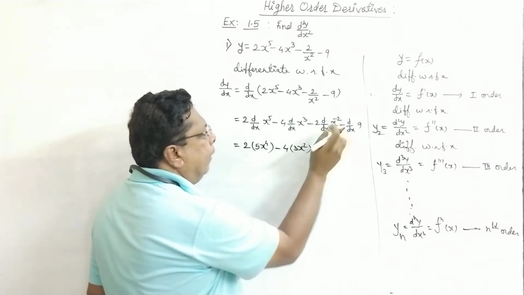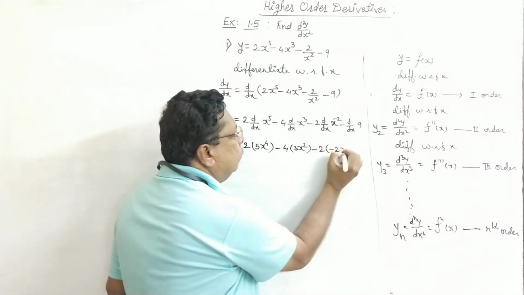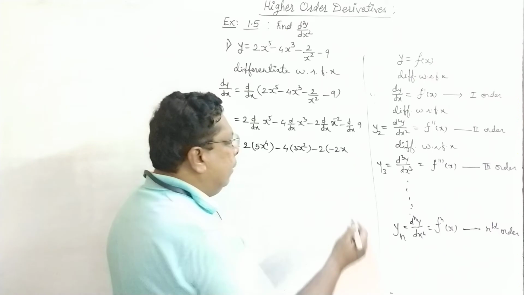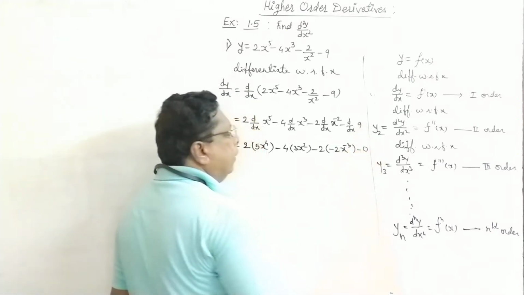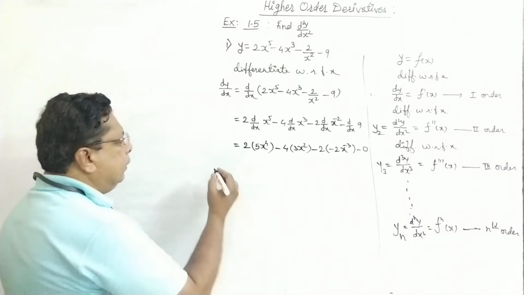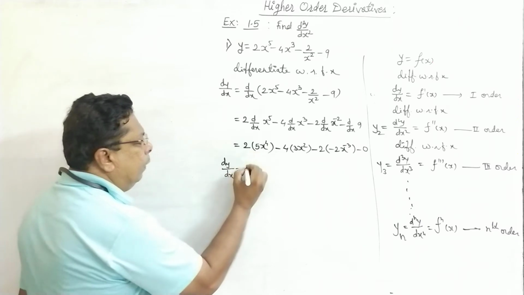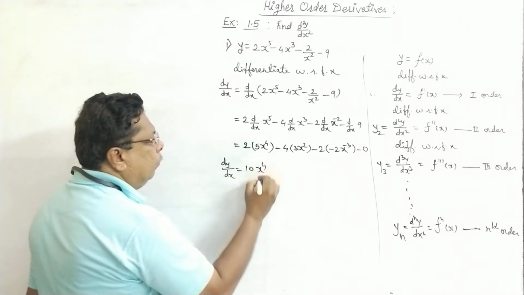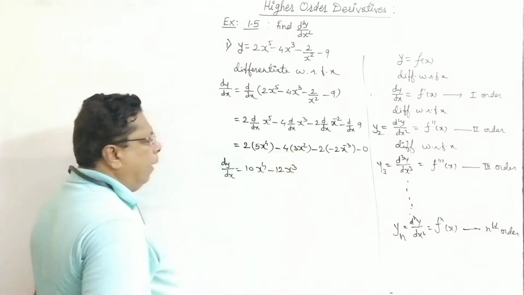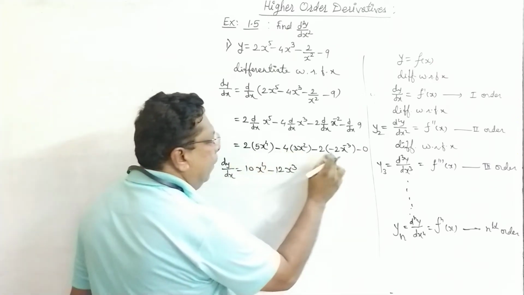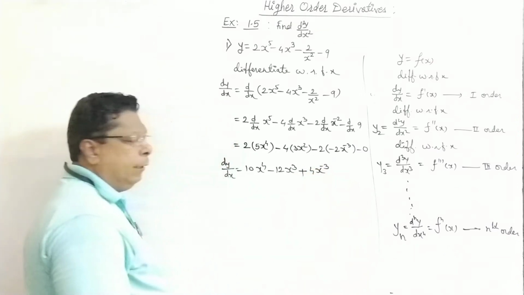Minus 2 derivative of x raised to minus 2, that is minus 2x raised to minus 2 minus 1, that is minus 3. 9 is constant and derivative of constant term is 0. Therefore dy by dx is equal to 10x raised to 4 minus 12x square. 4 3s are 12, 2 5s are 10. Minus 2 into minus 2 is plus 4 x raised to minus 3.